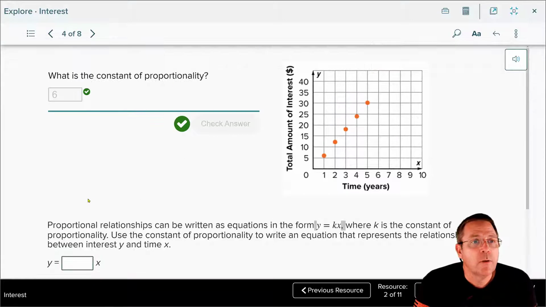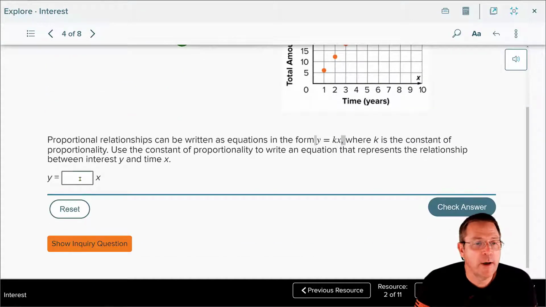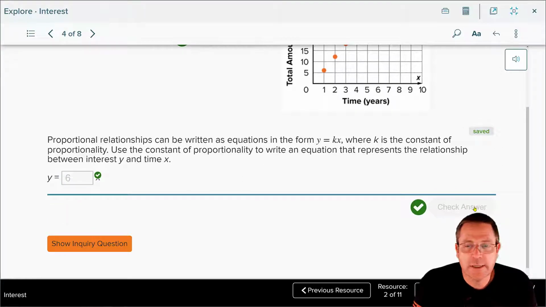What is k? Well, right here we found that our k value is going to be 6. So we're going to put 6 in. y is equal to 6 times x will be the formula, so that you can say, well, what about 10 years from now? Put 10 in for x. 10 times 6, $60. Easy math.